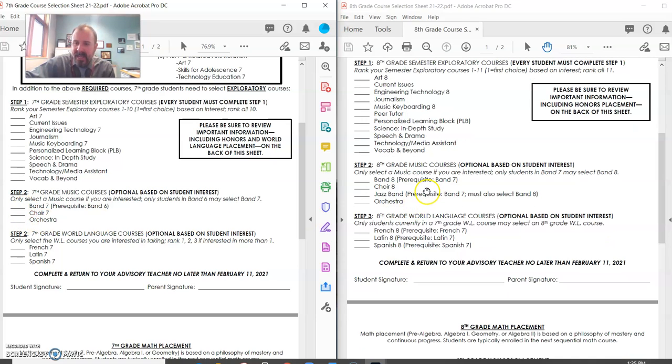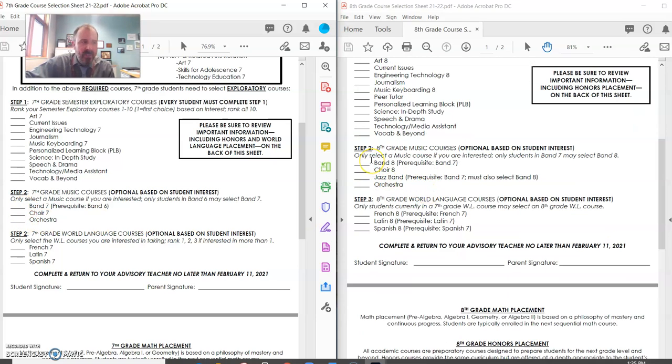Same thing if you're going to be an 8th grader next year, complete step 2 only if you want to take a full year of music. Now, again, if you want to take band 8, you would have had to have taken band 7. If you didn't take band 7, don't click band 8 because you won't be able to take it.